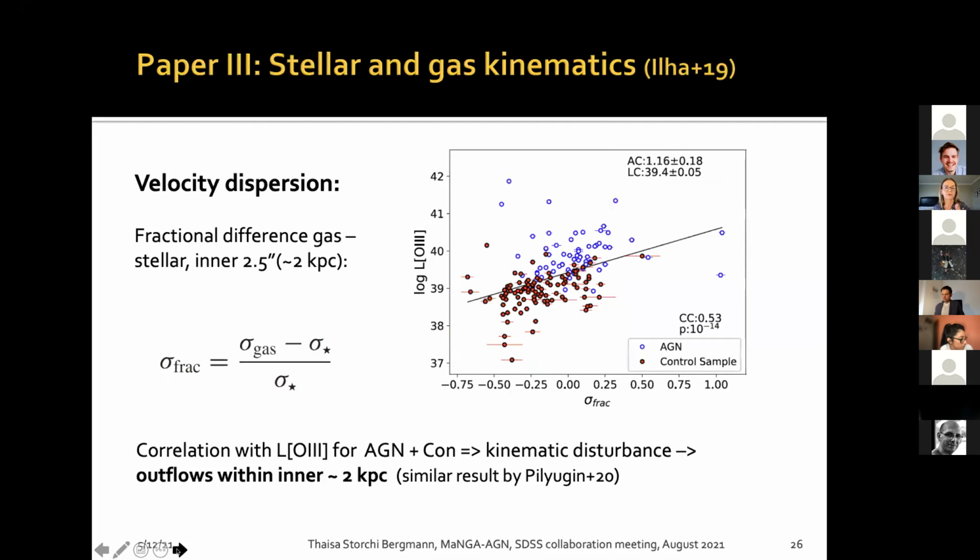We found this correlation when we put the control galaxies and the AGN as a function of luminosity versus this index sigma frac, showing that the higher the luminosity, the higher the dispersion, the higher the disturbance in the gas in the galaxy.